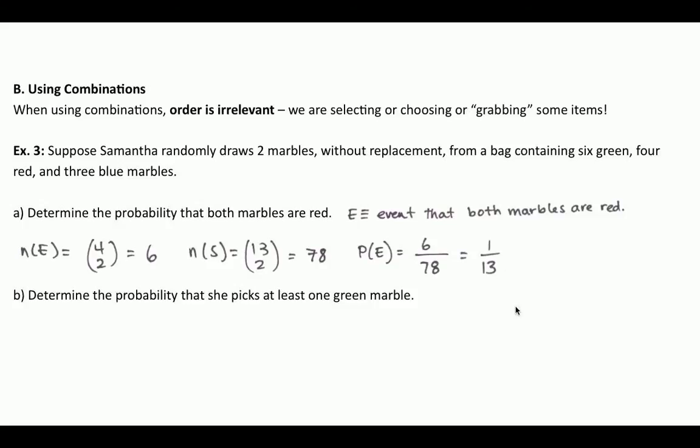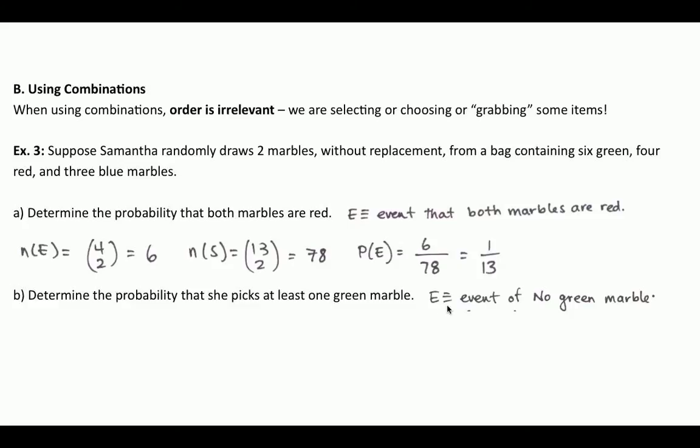Determine the probability that she picks at least 1 green. Holy cow, we're talking about at least. All of a sudden we think, oh, cases. Either cases, or we could use an indirect method, or maybe the complement. So really, the probability that she picks at least 1 green means that we're looking for the probability that she doesn't choose no greens. We want at least 1 green. So 1 green or 2 green would be good. No green is the only unacceptable outcome.